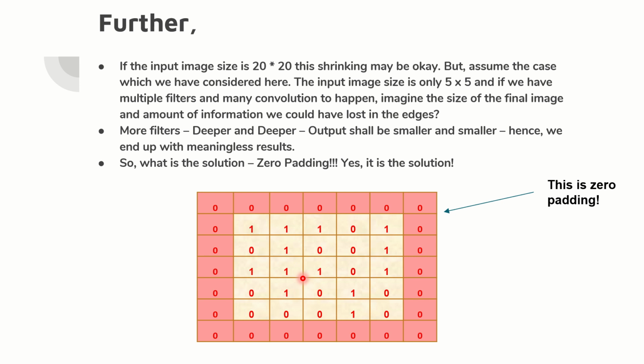When you keep going further and further, you have lost most of the important information, and if you say that you have convolved it, it is useless. So the more the filters, the deeper the process, and the output is smaller and smaller. Hence, we end up with meaningless results when we have a smaller input size. If it is a larger input size of 25 cross 25 or 30 cross 30, it might not be a huge problem, though even then, if the information is embedded in the edges of the matrix, we may lose it. But when you come to smaller input matrices, it is going to be a definite problem.